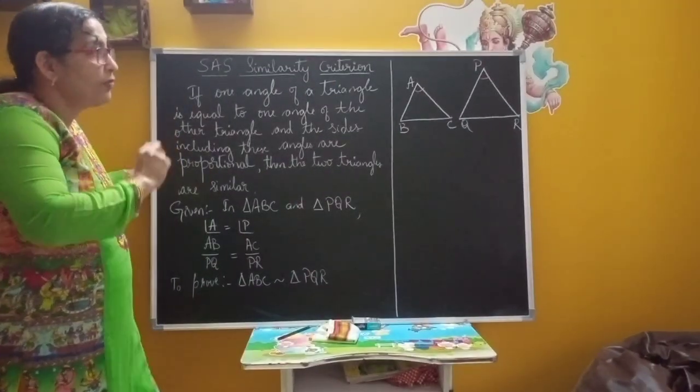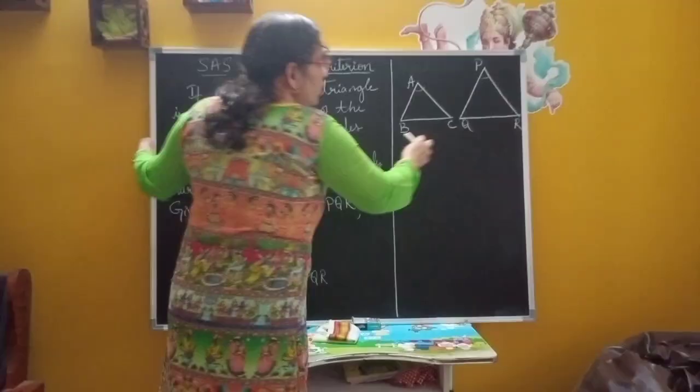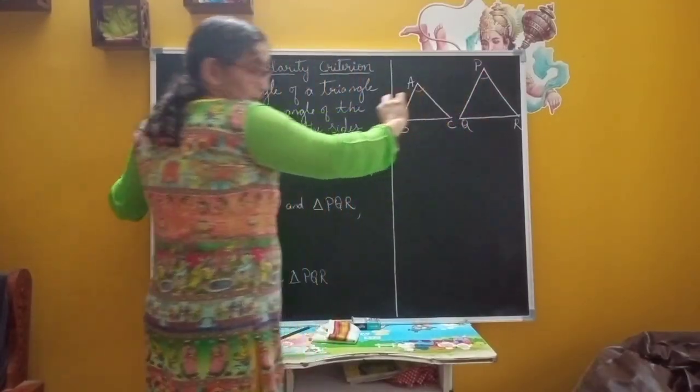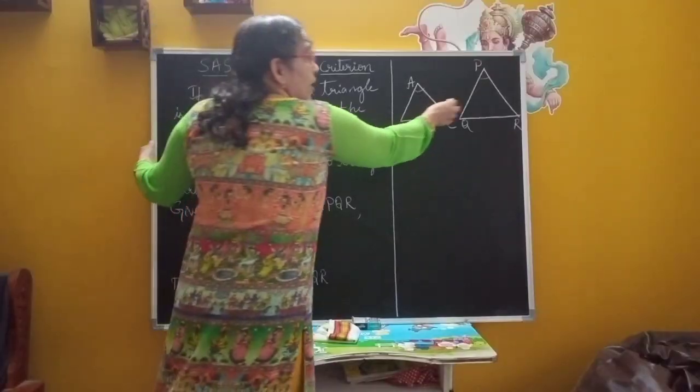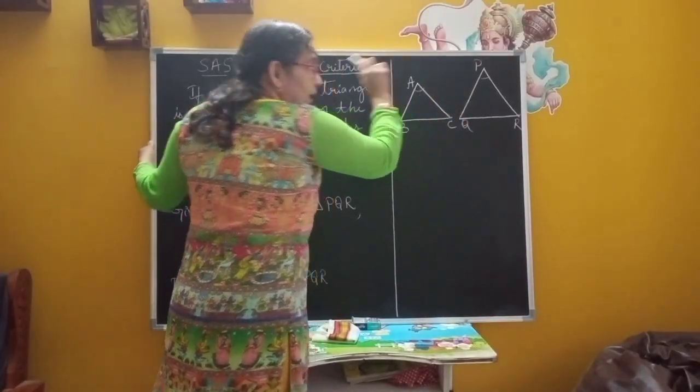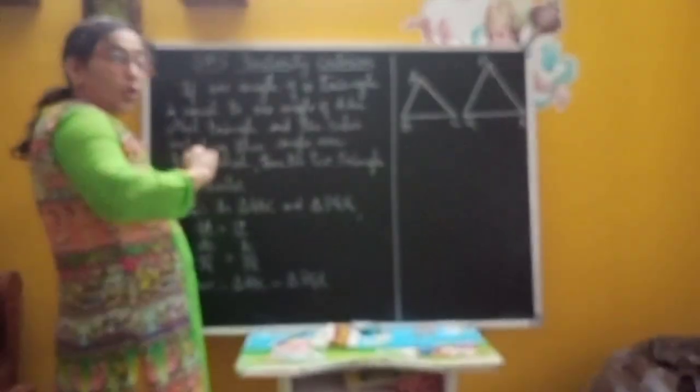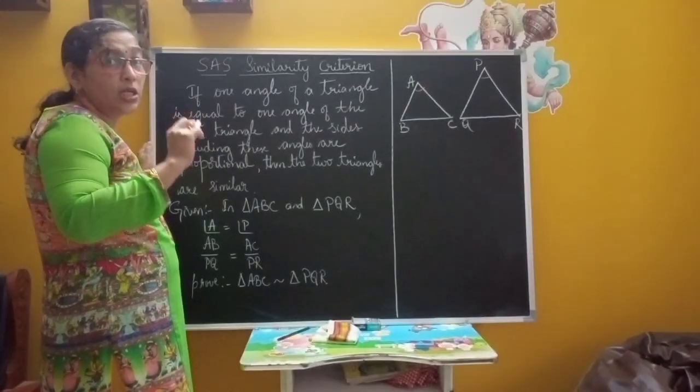First, what to say now? We need to prove the congruency. To prove congruency, what do we need? We need two congruent triangles. These are anyway not congruent triangles. So what to do? We need to do some additional construction.